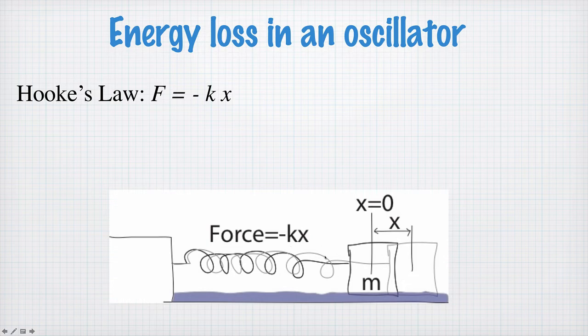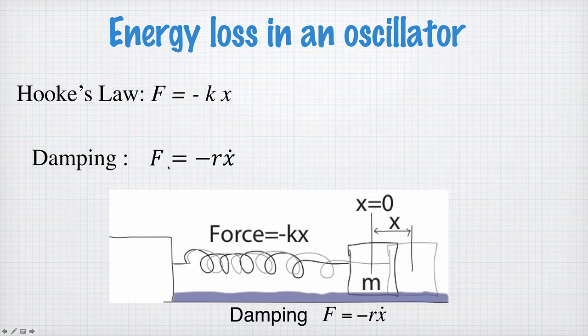As before, the restoring force due to the spring is given by Hooke's law, so force is equal to negative k times x, but now we're going to add this damping force. This damping force F is given by some constant R, so it depends on how viscous your fluid is, how much resistance there is to the motion, but the force is proportional to the negative of the velocity of the mass. So the faster the mass is going, the higher the damping force will be, and the damping force is always in the opposite direction to the motion of the mass, so it's in the opposite direction to the velocity. Whichever way you're going, the damping force is pushing against you.